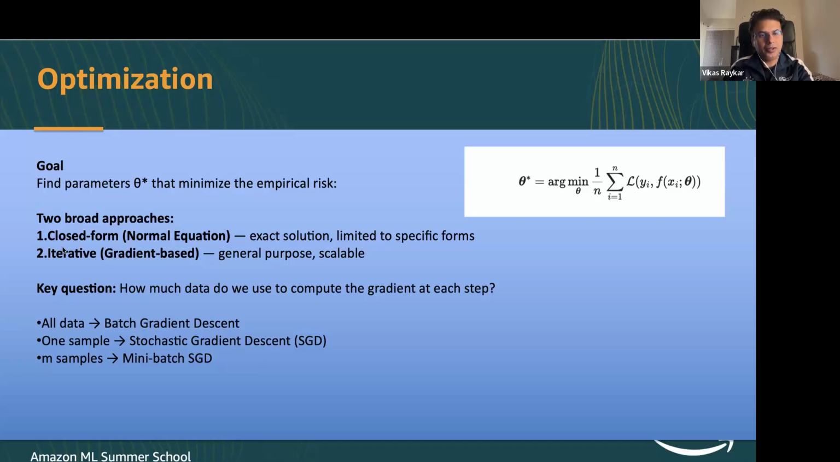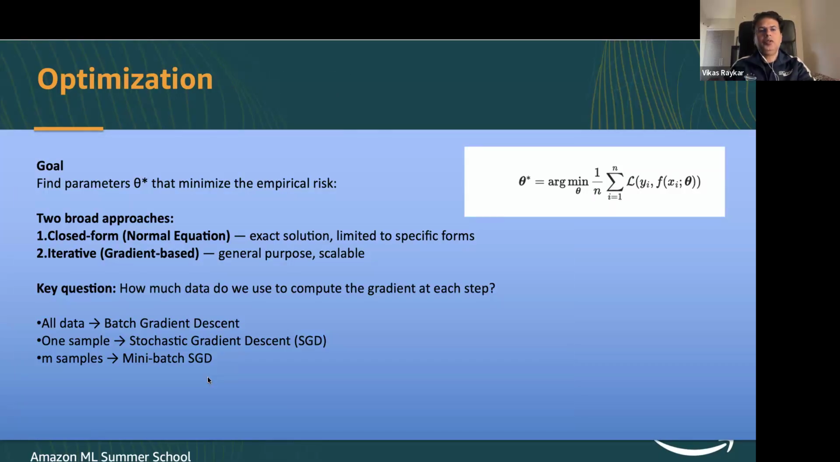But these days, most likely, we don't use closed forms too much. Essentially, what we're going to discuss in the slides here is gradient descent. Within gradient descent, there are different variants we'll talk about: batch gradient descent, stochastic gradient descent, and mini batch gradient descent, which will be clear in the next few slides.